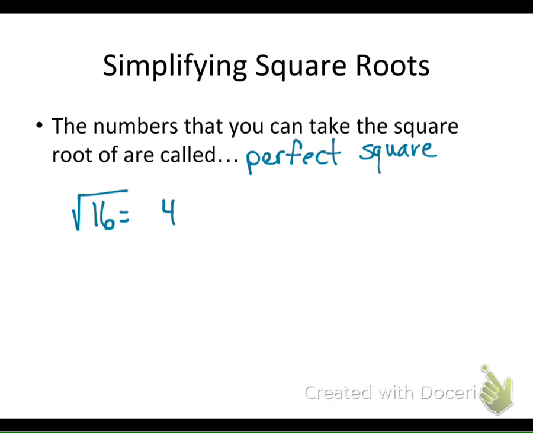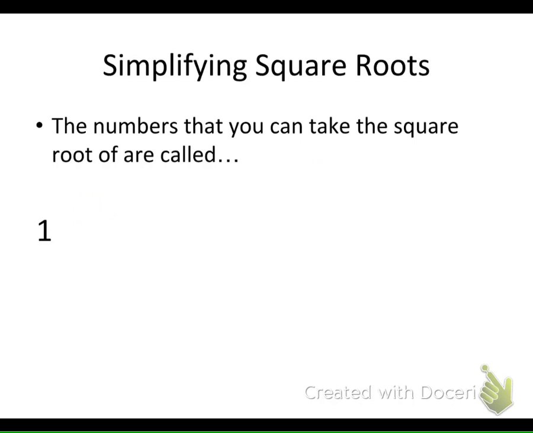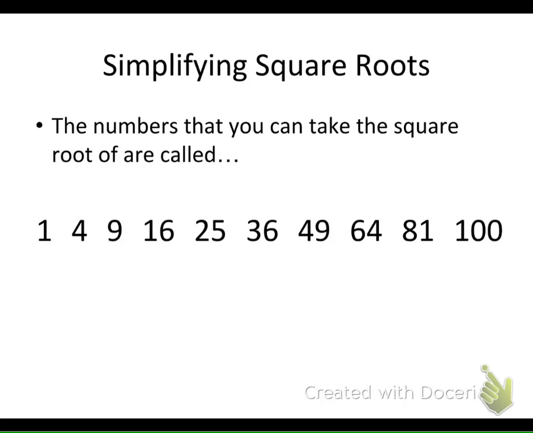Okay? So, the next part of our notes say, the numbers that you can take the square root of are called perfect squares. So we want to go ahead and list the first 10 perfect squares. So what that means, if I ask you guys to find the square root of 1, the answer is going to be 1.